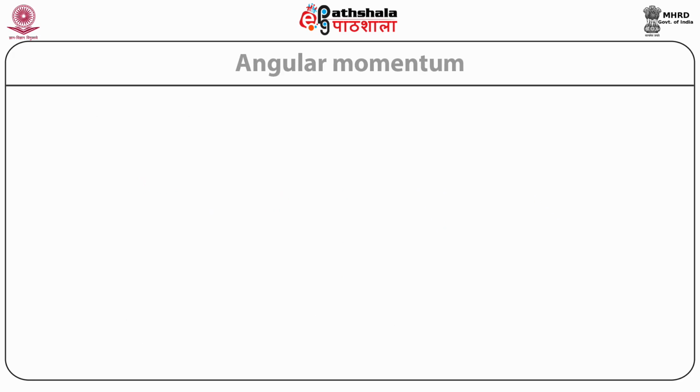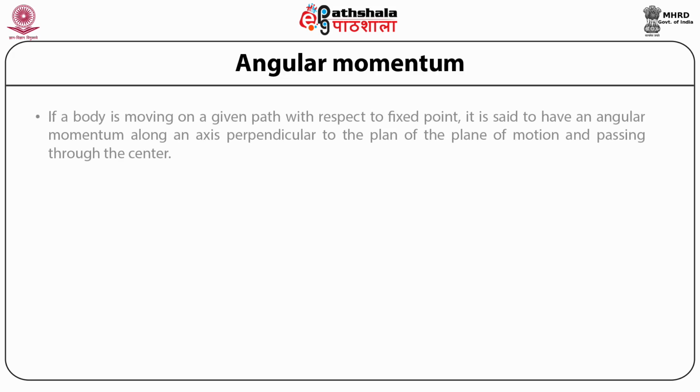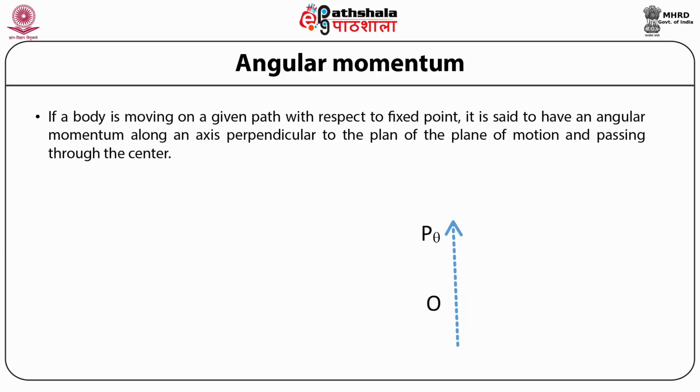Now let's see how we understand angular momentum. For this, let's consider a body of mass m that is moving on a given path with respect to a fixed point. Then the body is said to have an angular momentum along an axis which is perpendicular to the plane of motion and passing through the center, or the fixed point.